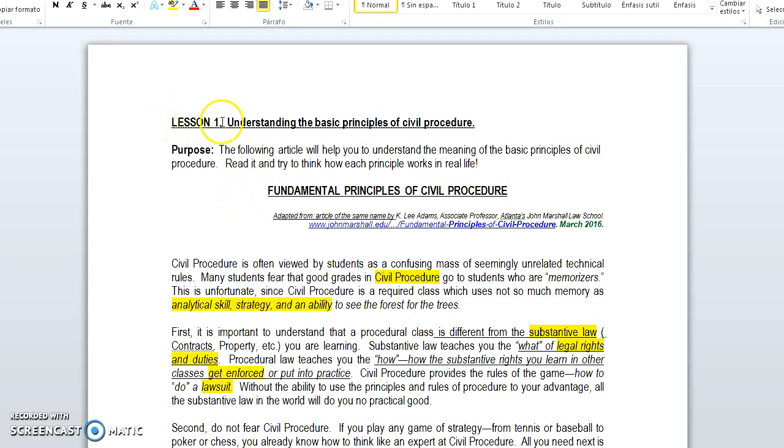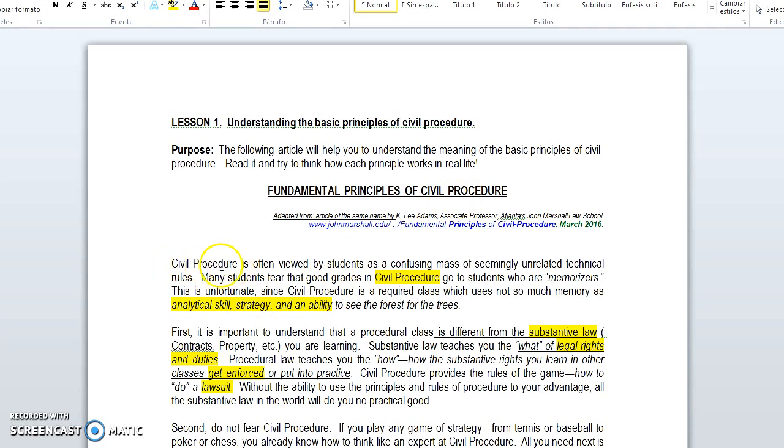This is the lesson 1 reading, understanding the basic principles of civil procedure. The purpose of the reading: the following article will help you to understand the meaning of the basic principles of civil procedure. Read it and try to think how each principle works in real life. The fundamental principles of civil procedure.